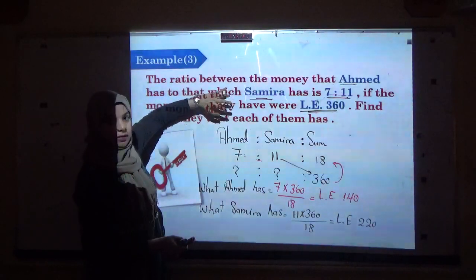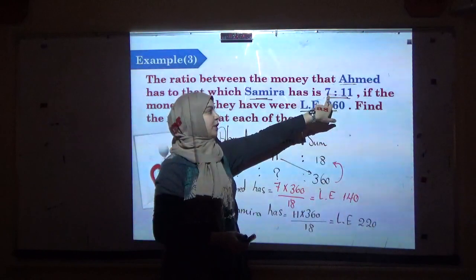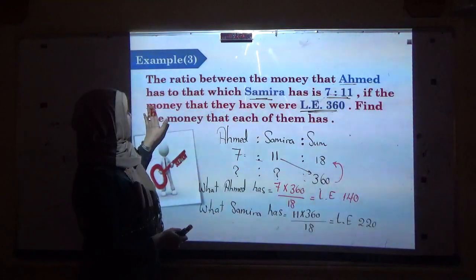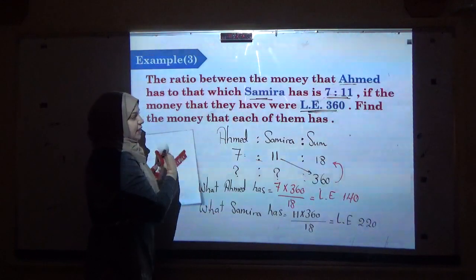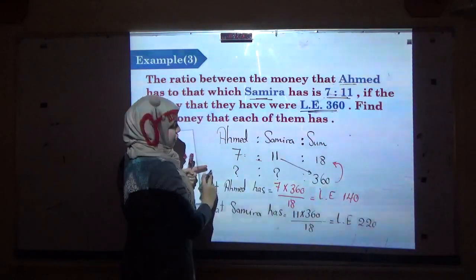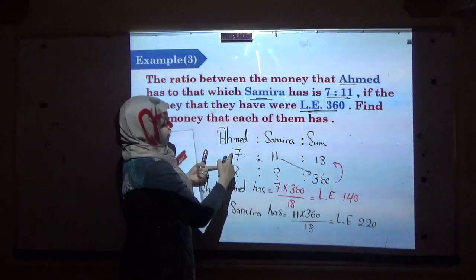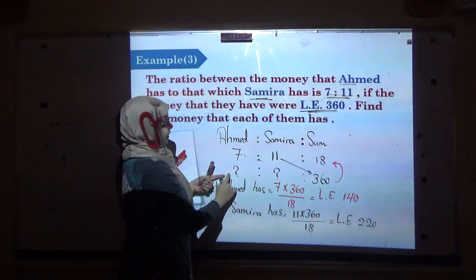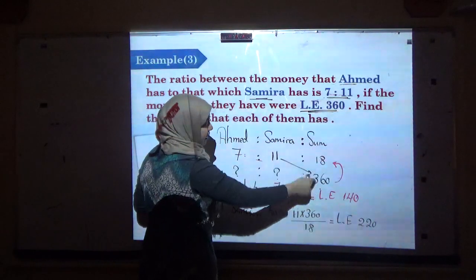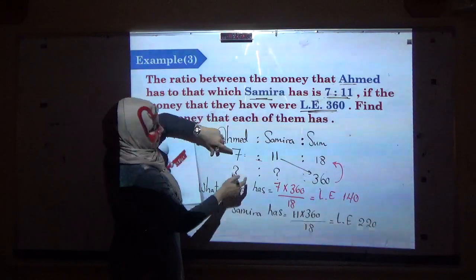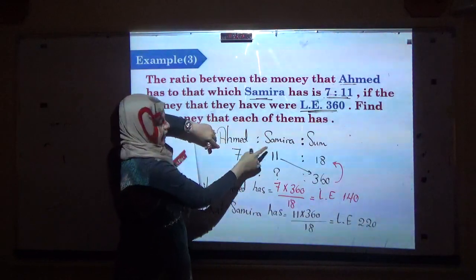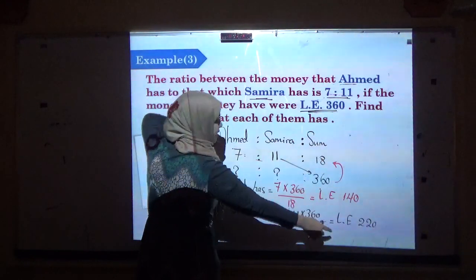So at first write the names Ahmed to Samira. He gave us the ratio between Ahmed and Samira, 7 to 11. And he gave us the total amount that they have, 360. So we need to add the sum. In this line we write the ratios, but in this line we write the real number. So 7 plus 11 equals 18. We don't know the amount that Ahmed has or Samira, so put question mark and put 360 under sum. Then make cross multiplication to find what Ahmed has. 7 multiply 360 divide 18 equals 140. To find what Samira has, multiply 11 by 360 divide 18 equals 220.